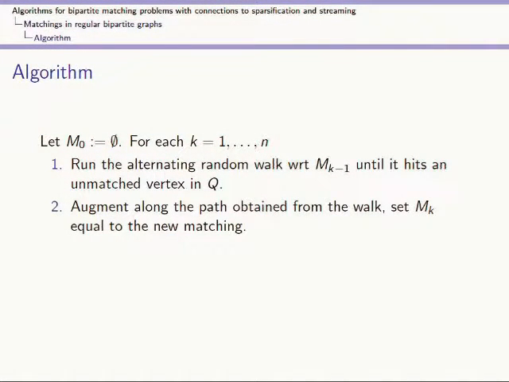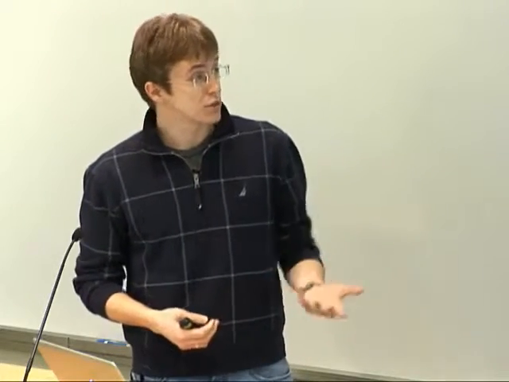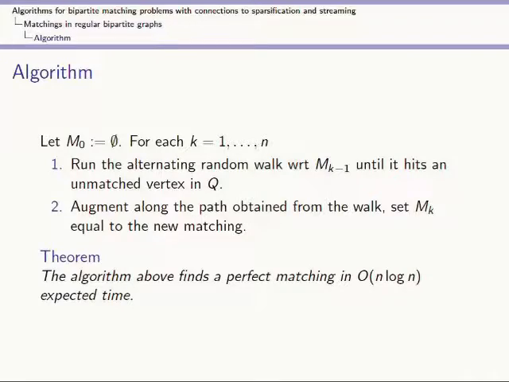And now our algorithm works as follows. We start with the empty matching, and then repeatedly for k from 1 to n, we run the alternating random walk with respect to the matching that we constructed so far, and wait until it hits an unmatched vertex on the Q side of the graph. Then we augment using the augmenting path that we get from this walk, and proceed. So I will now show that the algorithm above finds a perfect matching in order n log n time.